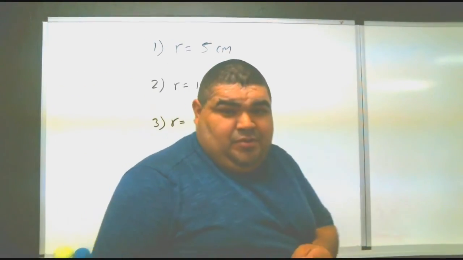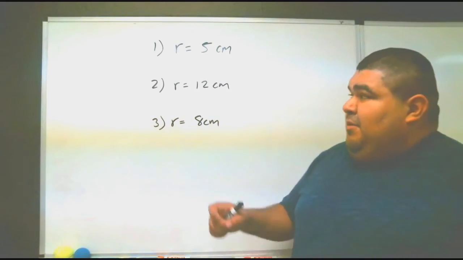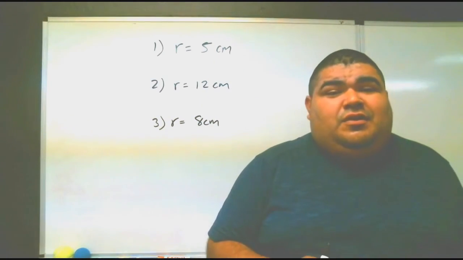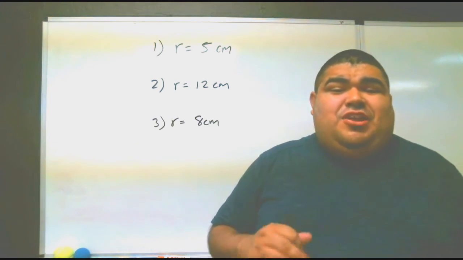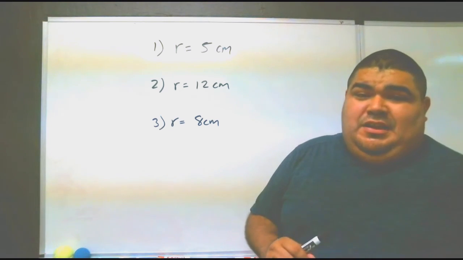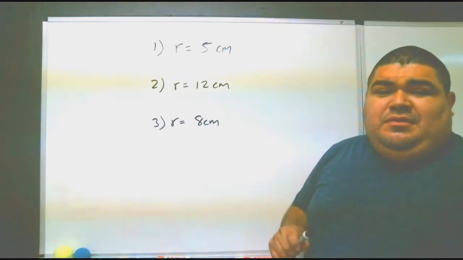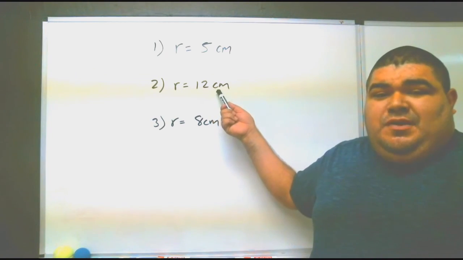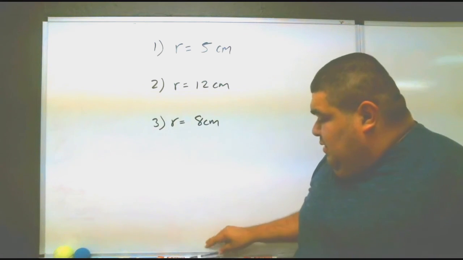Remember, I'm looking for both surface area and volume, and also sphere and hemisphere. So you should have a total of 4 answers for each one of these problems. Remember, 2 for surface area, 2 for volume, for each problem.